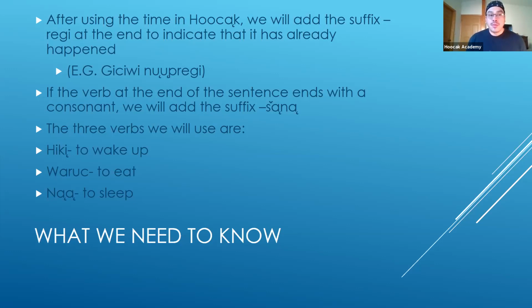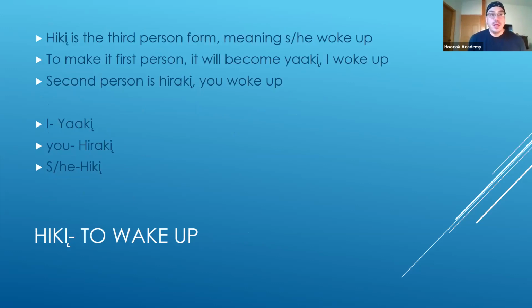Ho Chunk sentence structure is typically subject, object, verb. The three verbs we will use are HIKI, to wake up, WARUC, to eat, and NA, to sleep. HIKI is the third person form, meaning she or he woke up. First person is yaki, I woke up. Second person is hiraki, you woke up. So once again: I, yaki; you, hiraki; she or he, hiki.